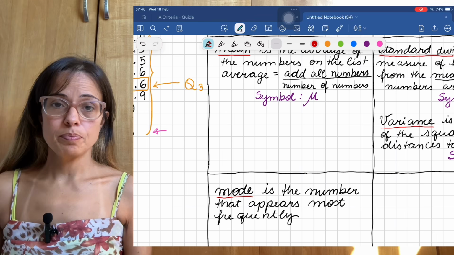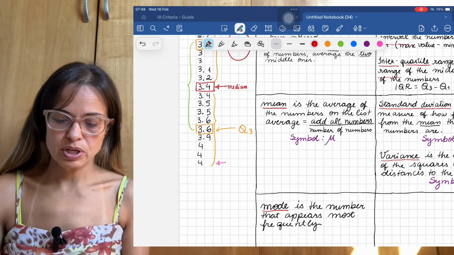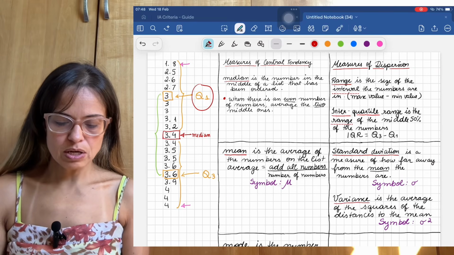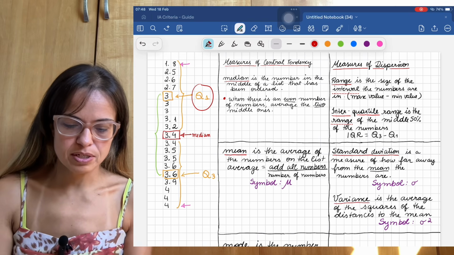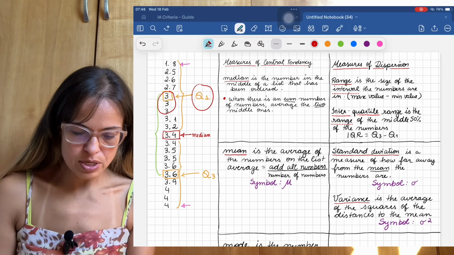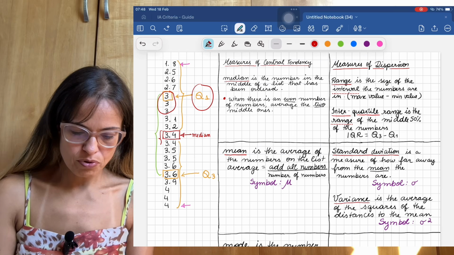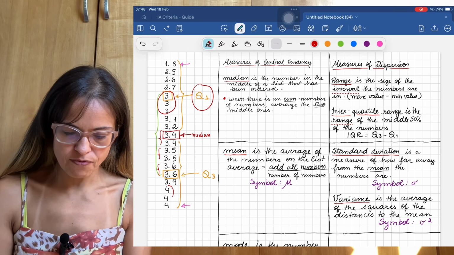Mode is the number that appears most frequently. We're going to go back to the list of numbers and figure out who that number is. But I should also tell you that mode is the most irrelevant of the measures of central tendency, okay? So what's going on here? We have 3 3s, 2 3.4s, 2 3.5s, 2 3.6s, and 3 4s.